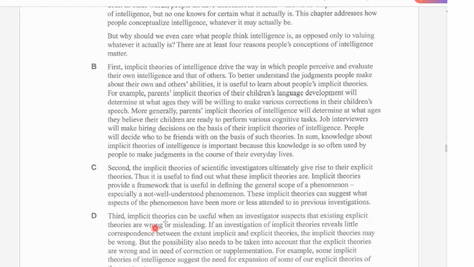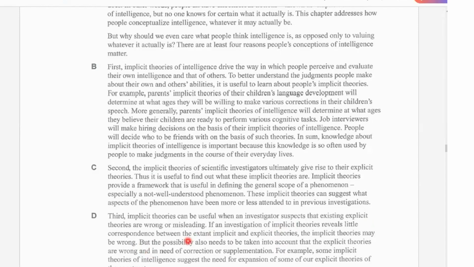Okay. If an investigation of implicit theories reveals little correspondence between extant implicit and explicit theories, yes, this is our answer. The implicit theories may be wrong, but possibilities also need to take into account that explicit theories are wrong. Paragraph D is our answer.